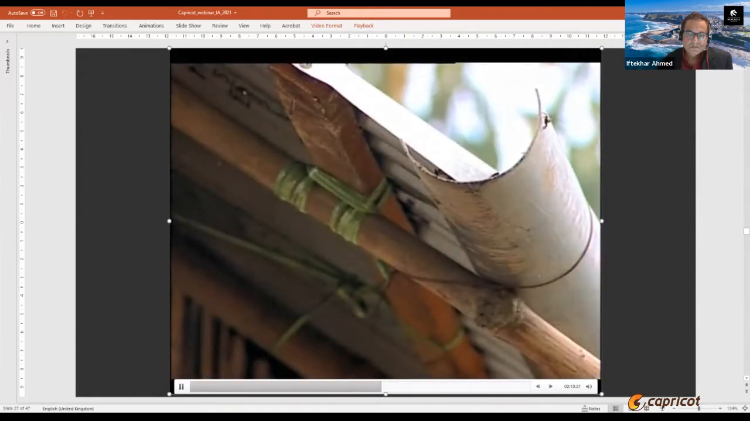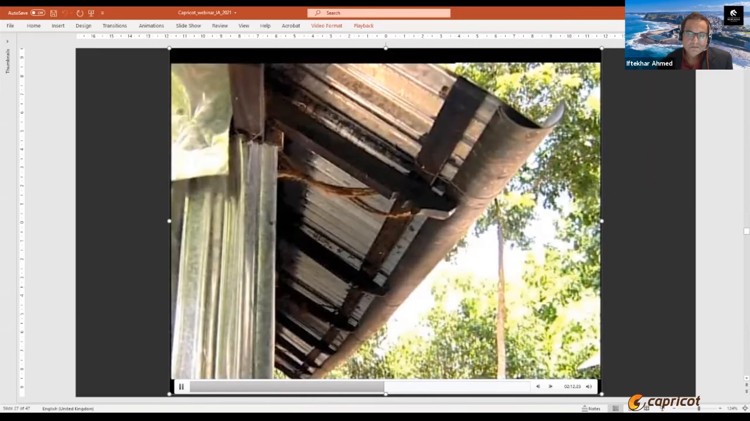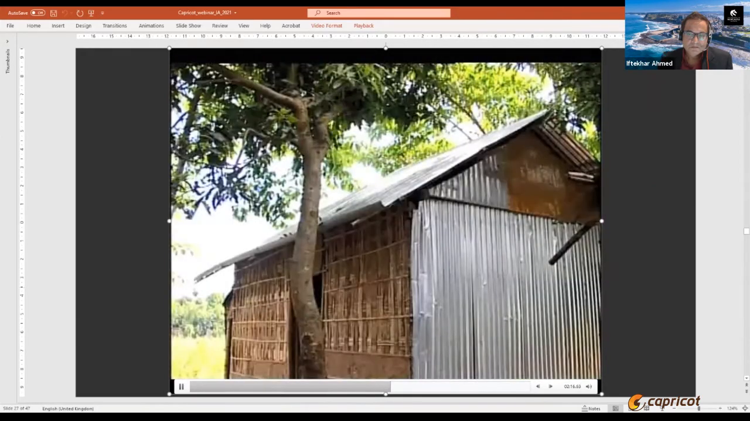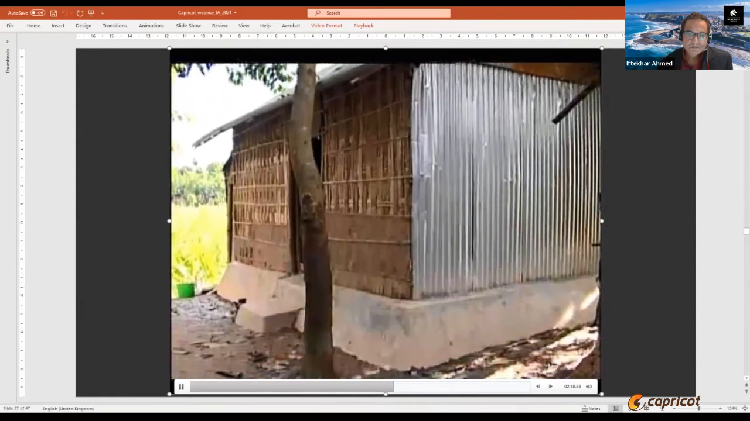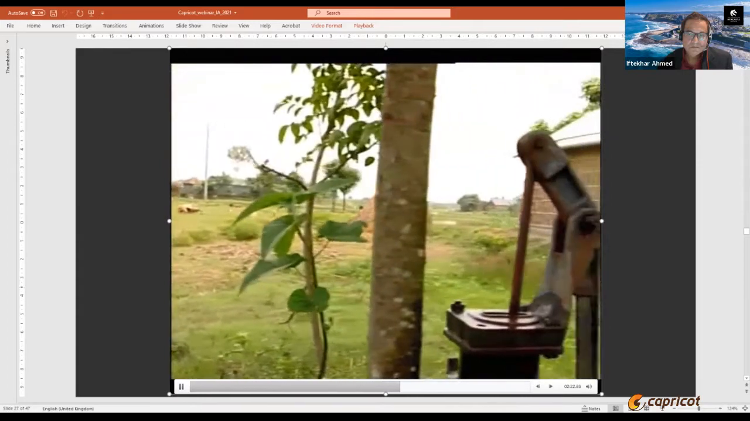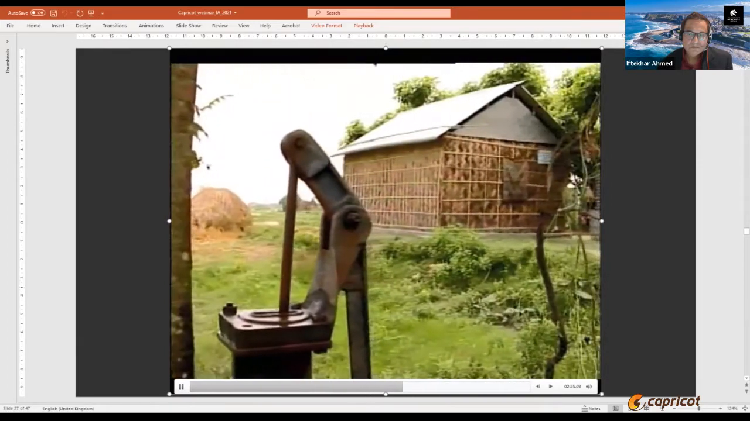Rainwater gutters made of split PVC pipes are used to prevent rainwater falling from roof eaves and damaging the lower part of the house. It also provides an alternative supply of arsenic-free water for household use.